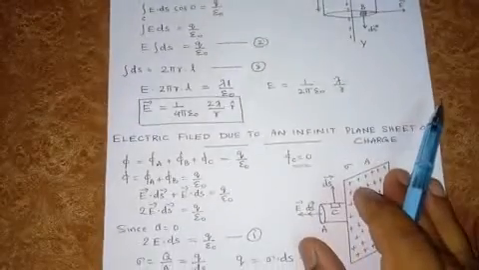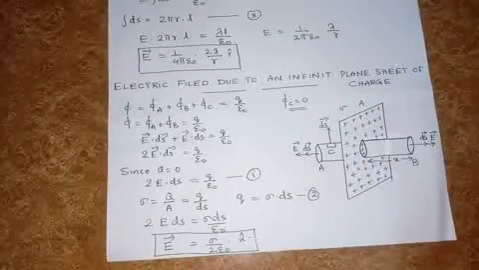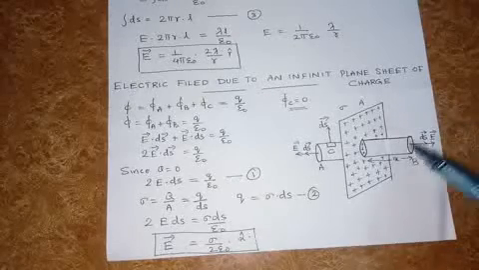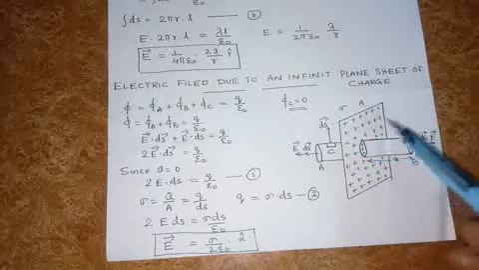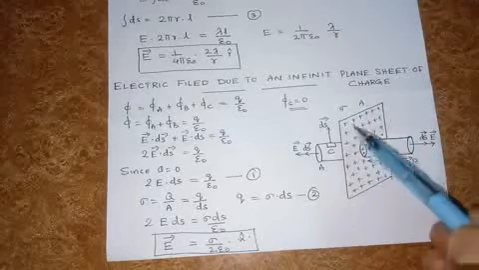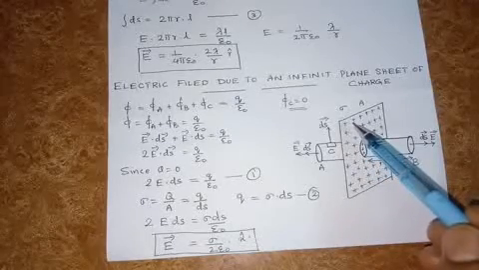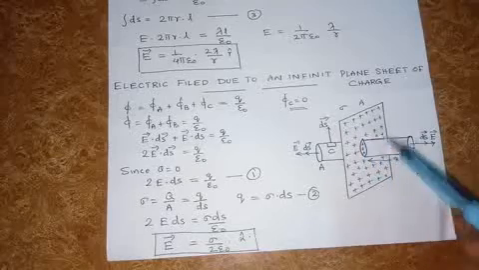Another application of Gauss's theorem is the electric field due to an infinite plane sheet of charge. So this is that infinite plane sheet of charge. It is of definite magnitude only, that is all we can draw, because an infinite plane we cannot draw on paper. So this is that sheet of charge.